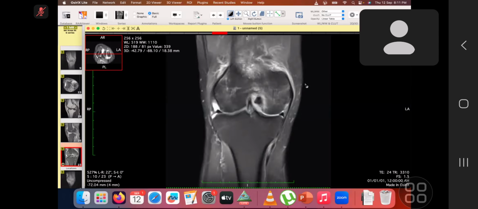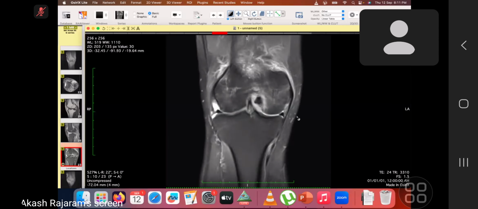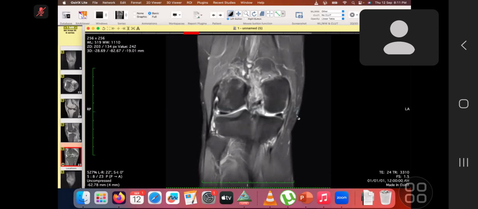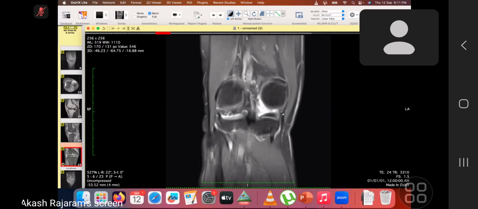I see that there is mild signal around the medial collateral ligament, maybe representing at least a grade 2 injury. And now I want to see if there are T1 sequences for assessment of any underlying fracture.